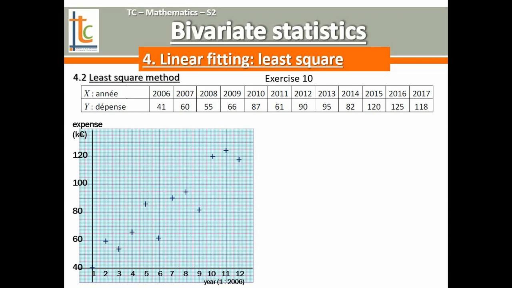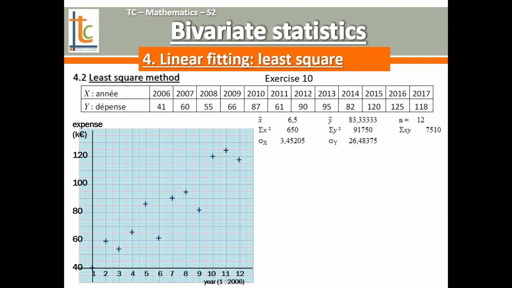Now, we can enter this data series in our calculator, like in the previous video, entering in list 1 the values of x, 1, 2, 3 until 12, and in list 2 the values of y, 41, 60, 55, and so on. You've got to check the settings of your calculator, of course. The X list is list 1, the Y list is list 2, and there is no frequency list.